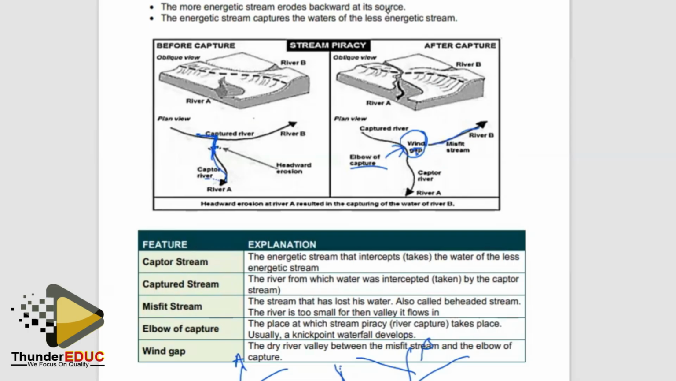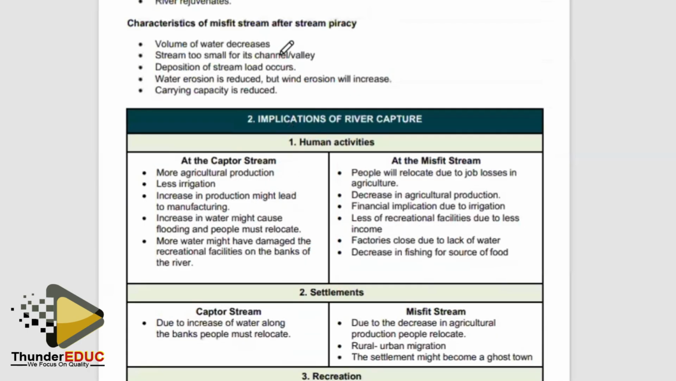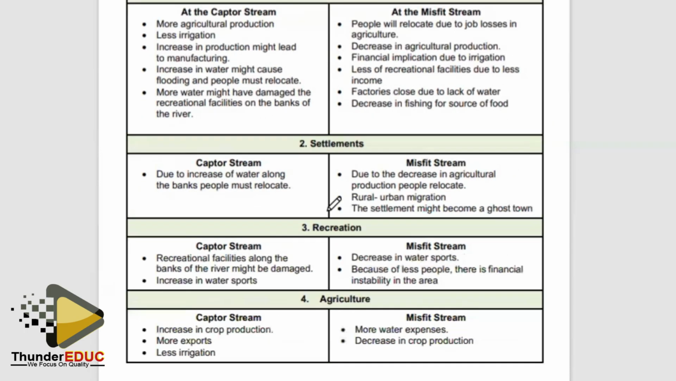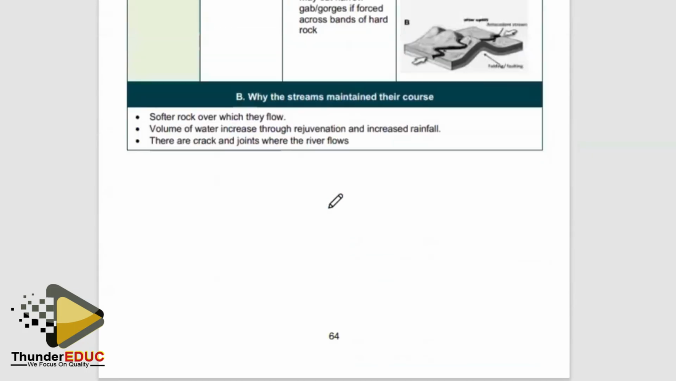So basically you should know and be able to label those parts of the process of stream piracy and be able to figure out. And then you should know the implications of river capture. If a river has lost its water, it has got both negative implications and positive implications. If stream piracy has happened, it is going to affect positively the human activities, maybe on settlement, on recreation. You must be able to also explain. And as you explain, remember, you must give your factor and you must qualify your factor. Right, that is the process of stream piracy, or the process of river capture.